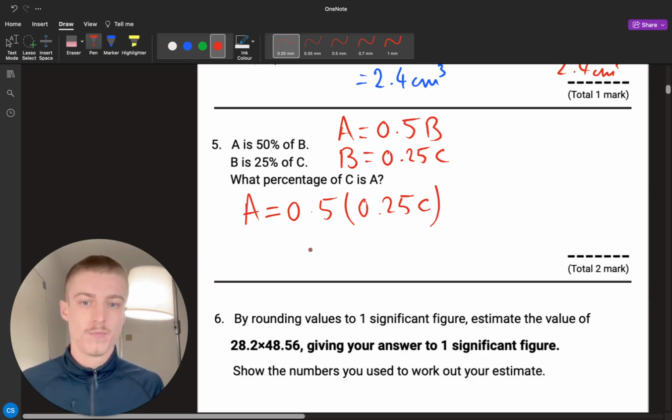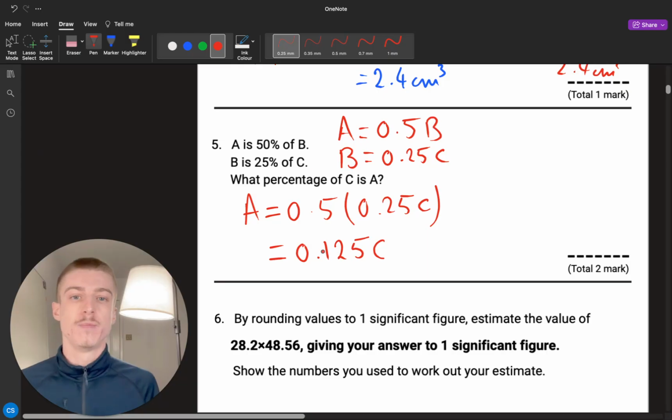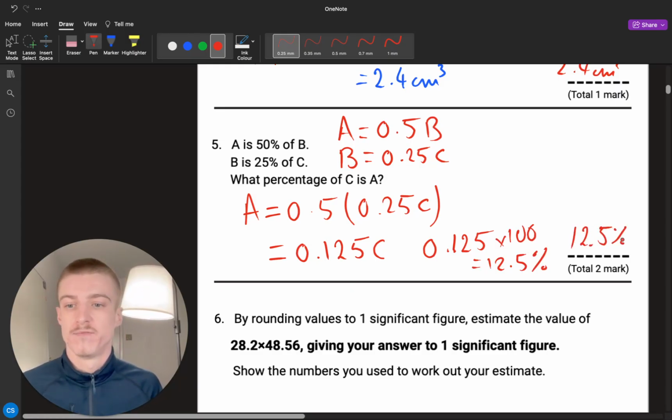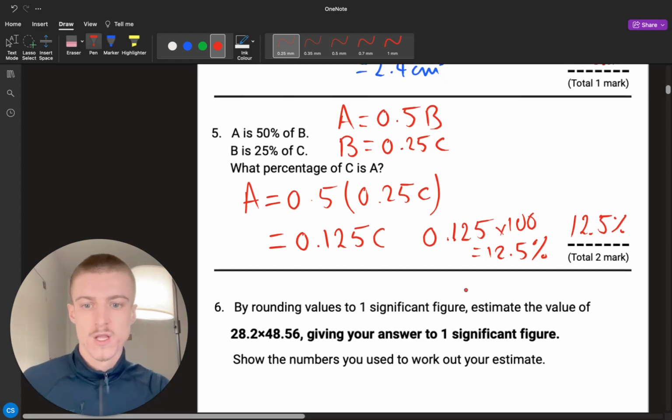Now half of 0.25 is 0.125 C. So we've been working in percentage multipliers. Let's just change them back into percentages by timesing that by 100. So 0.125 times 100 is 12.5%. Final answer, 12.5%. Cool.